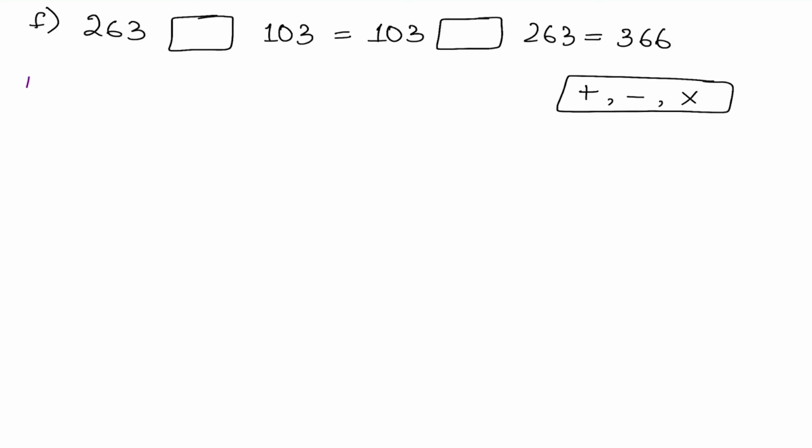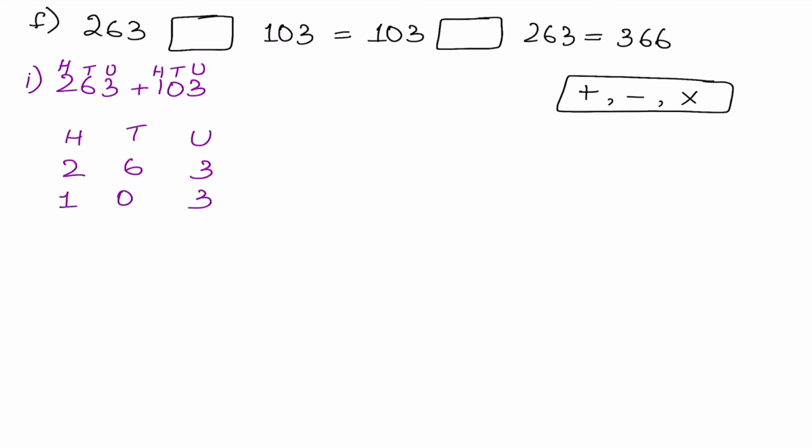Now let's look at the 6th example. So if you add 263 and 103, you will mark place values, units, tens and hundreds, because they are 3-digit numbers. So 100, 10, unit, 263, 103. Then you will add it.